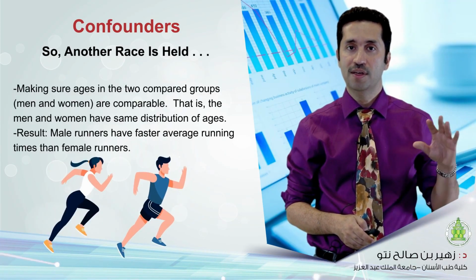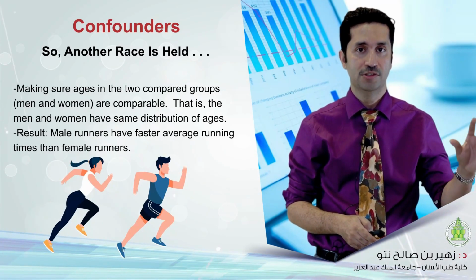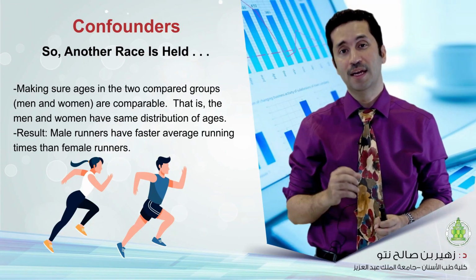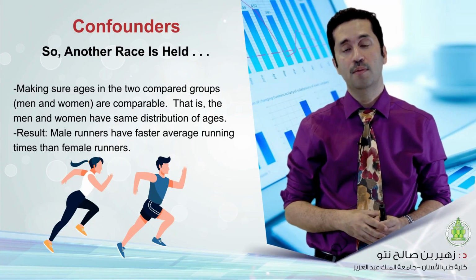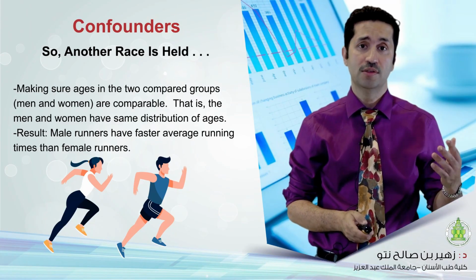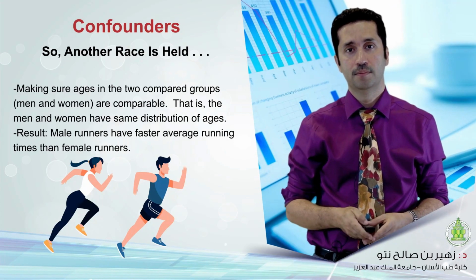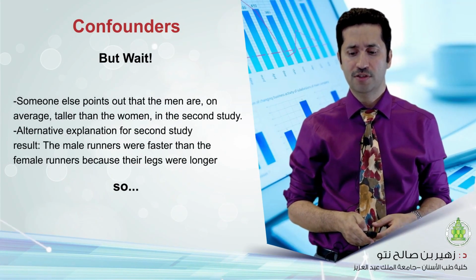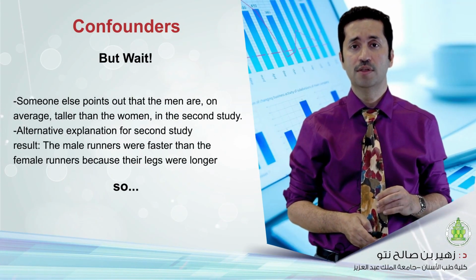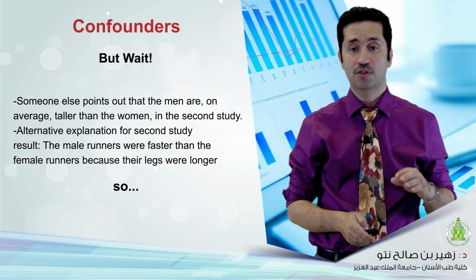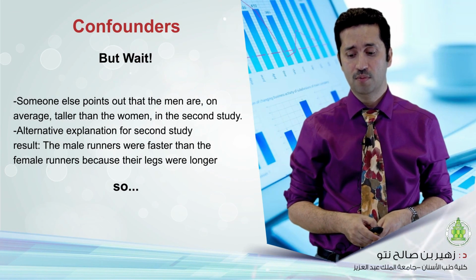Let's assume we repeated this study a second time, and in this study we made sure that the ages of the men were exactly the same as the ages of the women, thus controlling for the age factor. Now we conducted the study again to examine the relationship between gender and speed. We conducted the study a second time, but we got the same result again. The men were faster than the women, so now we reached the conclusion that men are faster than women.